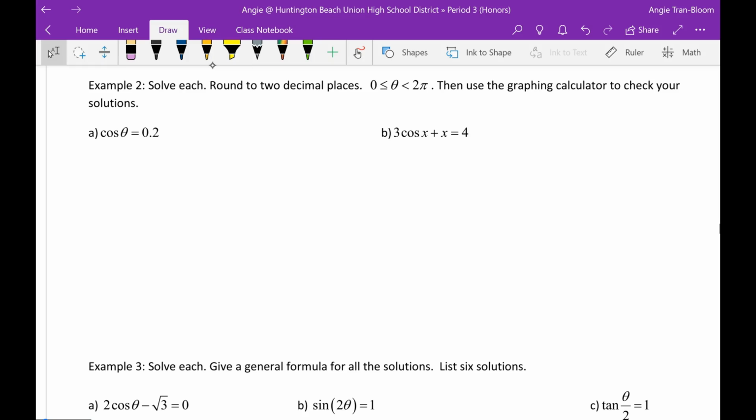Can you read me what A says? Cosine of theta equals 0.2. Then you're supposed to solve for theta, right? What did the calculator say? 1.37. Okay, so theta is 1.37 radians. But isn't that just a normal cosine? So technically I should have an answer in quad 1, and shouldn't I also have an answer in quad 4? Yes or no? Then how come your calculator gave you both?